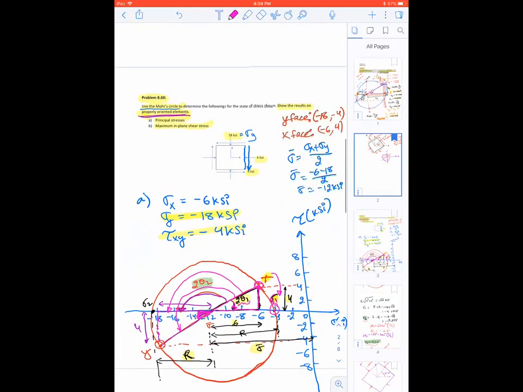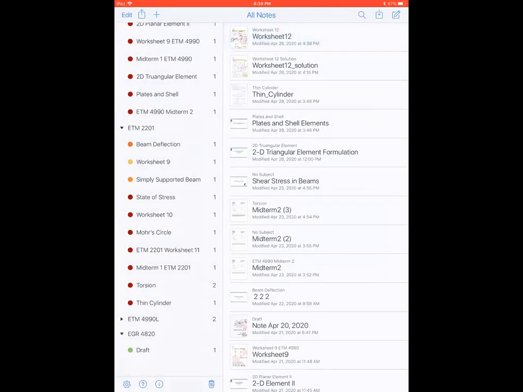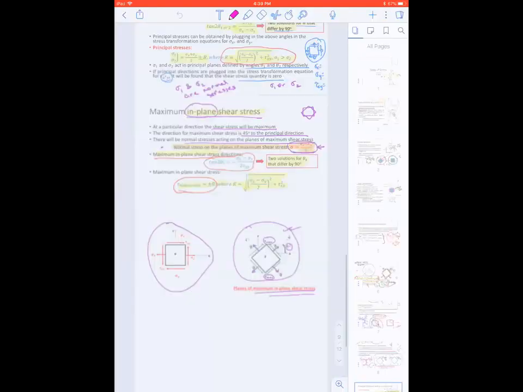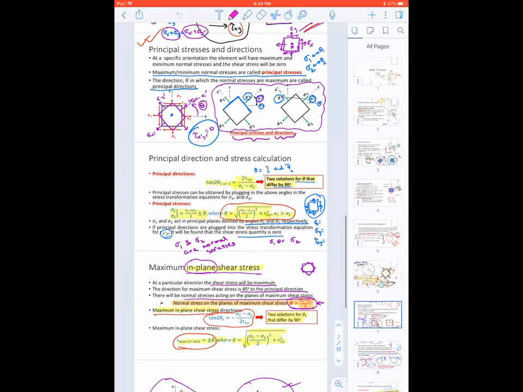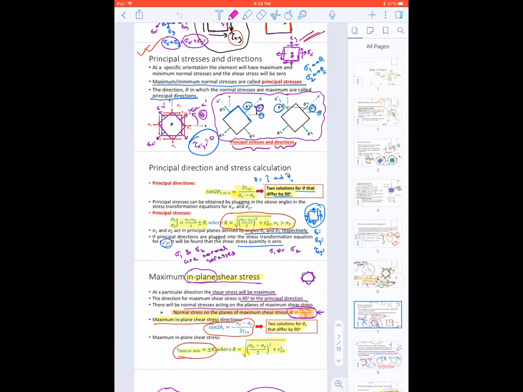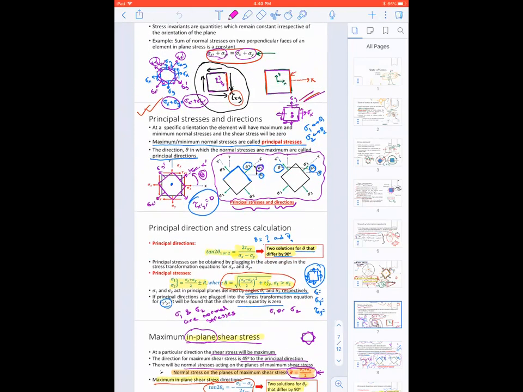Thank you. So I'm going to go back to my definition for principal stresses, since most of you answered that there will be a shear stress. Principal stress direction: at a specific orientation, the element will have maximum and minimum normal stresses, and the shear stress will be 0 at the principal stress direction.